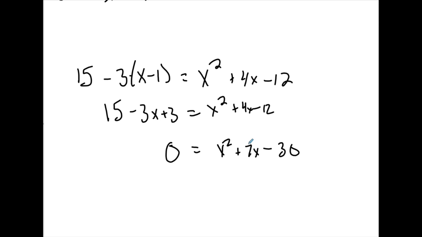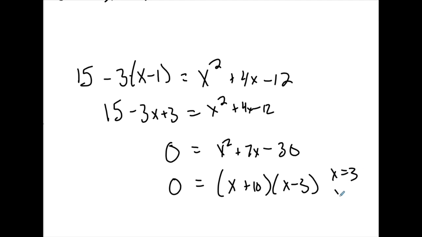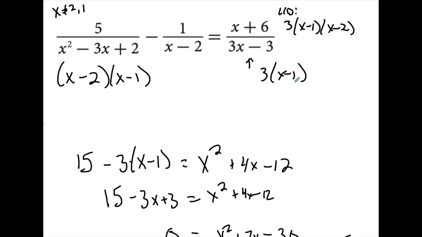And I can tell by looking at it, right? So you can see the pattern. These often break down into pretty straightforward factoring problems. X plus 10, x minus 3. So that leaves me with, as solutions, 3 and negative 10. Let's see if any of those are extraneous. They are not, so they're both candidates.